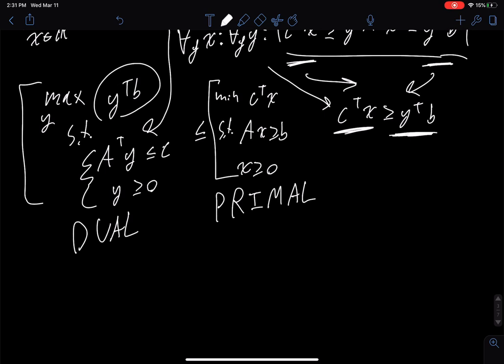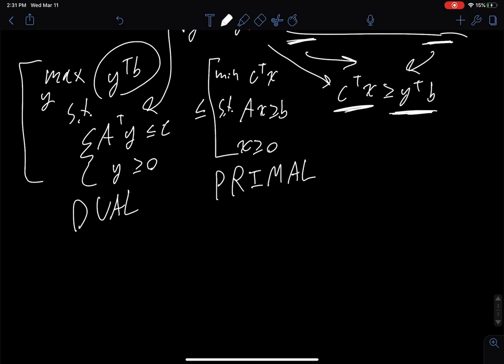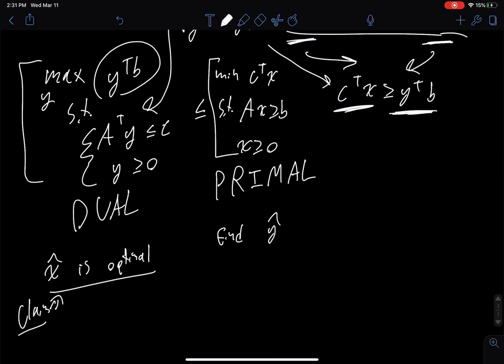This is useful because it allows us to verify optimality. Specifically, let's say I'm considering a value of x. Let's say I make the claim that x hat is optimal. This is just a claim. There's no way of proving this until I consider the dual. What if I find a y hat such that y transpose b is equal to c transpose times this x hat? What does this mean?